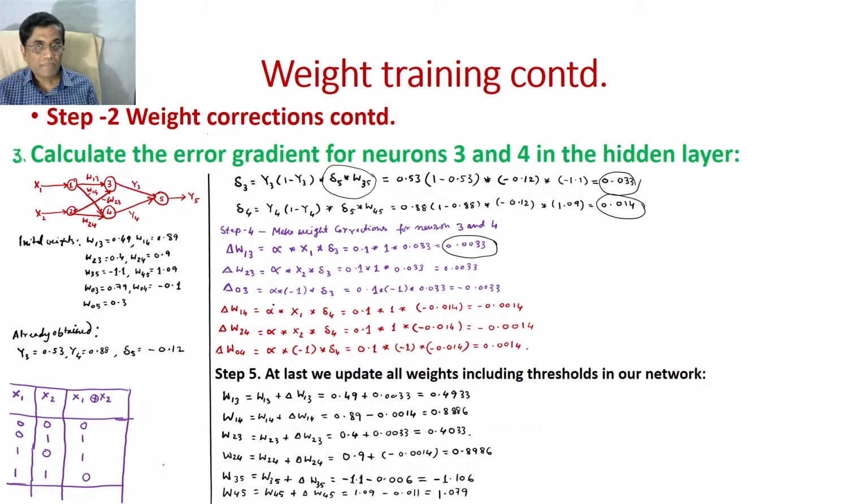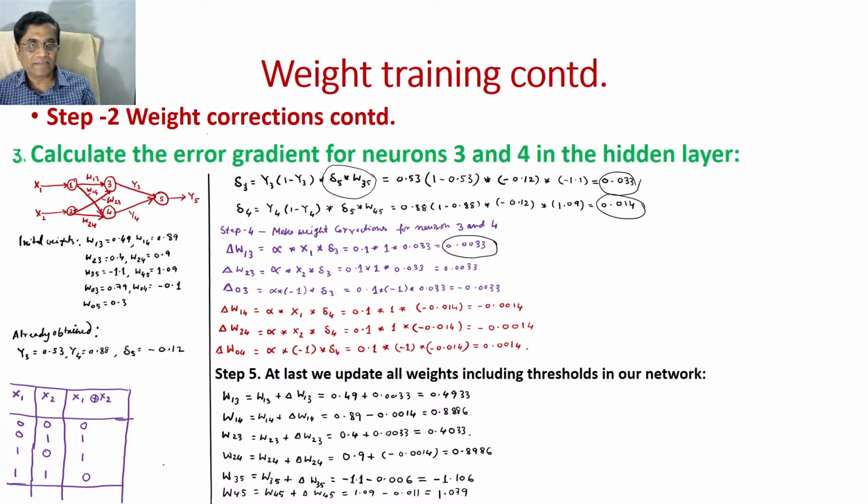Okay, so this is very important. See, delta 5 is the error gradient here times W35, which is the error propagated from here, the resultant error, and that error has been contributed by this and this. So that's the rhythm. Okay.